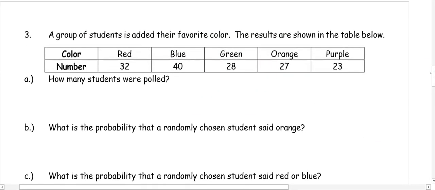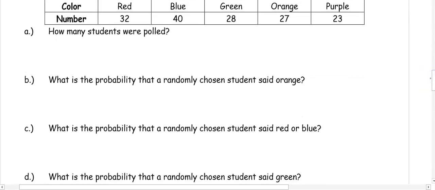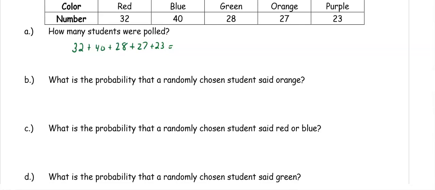In number 3, a group of students is asked their favorite color, and the results are in the table below. So we have red, blue, green, orange, and purple, and we have the number of all of those results. So how many students were polled? So we want to add them together. 32 plus 40 plus 28 plus 27 plus 23. So when we add all of those together, we get 150 students.